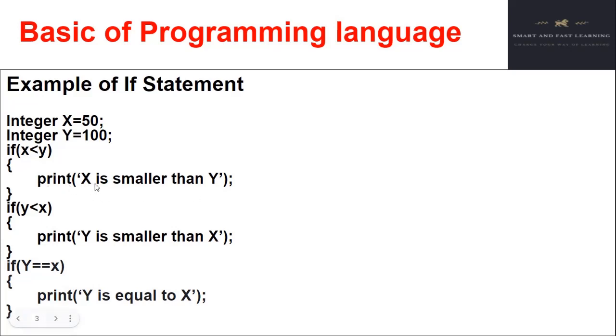And print will print x is smaller than y. Then it will check another if condition, y is less than x. y is 100, x is 50. Then this condition is not true, it will give you false, which means this print will not run.